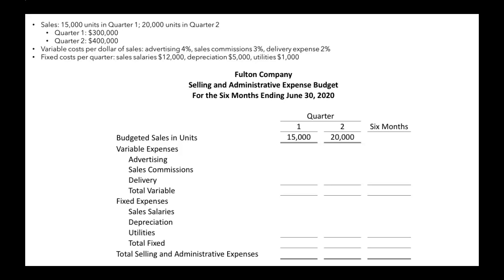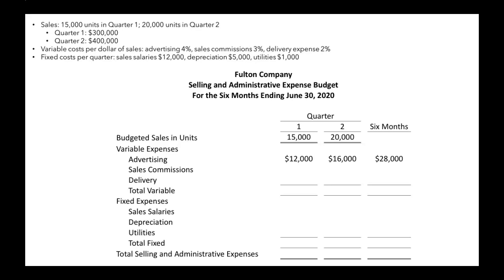So advertising is 4% of our sales dollars. So that's why we found that 300,000 and 400,000 earlier in the problem. So for quarter 1, we take 4% of 300,000. And for quarter 2, we take 4% of 400,000. And we get 12,000 in quarter 1 and 16,000 in quarter 2 for our advertising expense. Now we want to add those together to show that for the first 6 months of the year, we have $28,000 worth of advertising expenses.